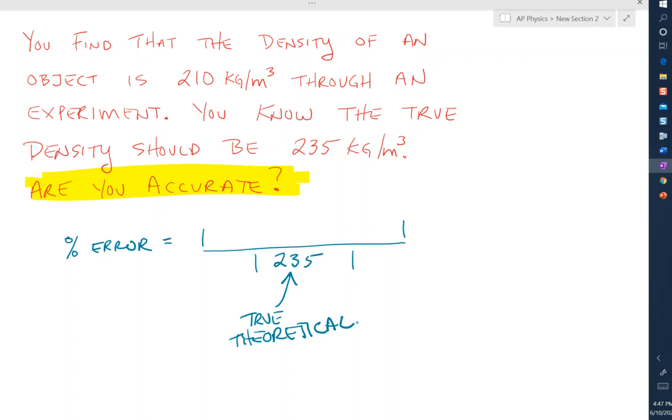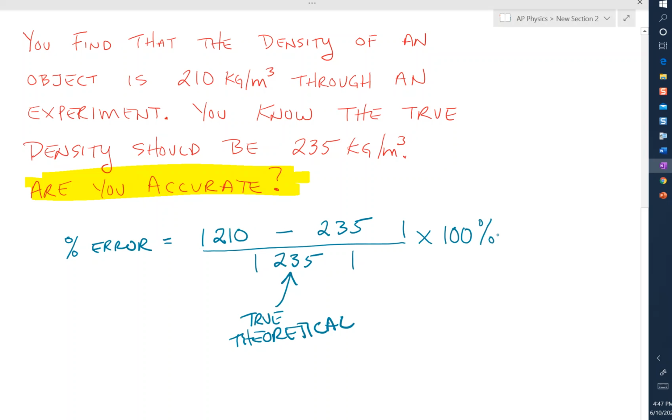On the top is going to be your experimental value, right? This might be an average if you did the experiment several times, the average of all your tests. Here they don't tell us that it's the average. They just tell us they did it once and it was 210. So then you subtract 235, and then you multiply it by 100 to get it in percent, okay?